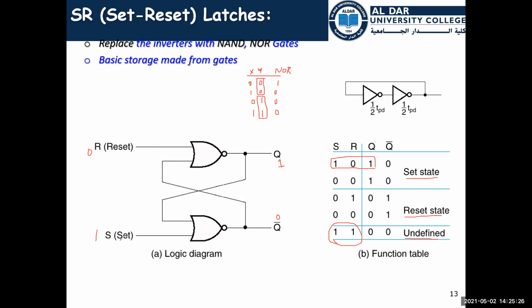And here we have the set input. This means the output will always be 0, independent of the other input. Whatever the input here, the output will always be 0, because this is the characteristic of the NOR gate. So I set the output at 1. This is the meaning of set. Set means keeping the output at 1, and reset means keeping the output at 0. So the output will be kept at 1 in the set state, and kept at 0 in the reset state.